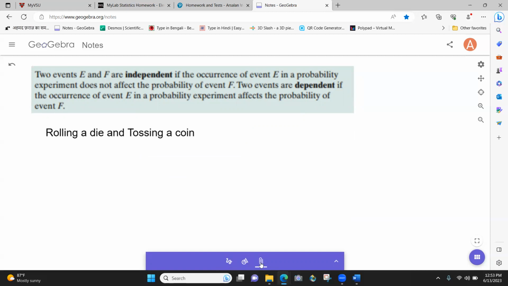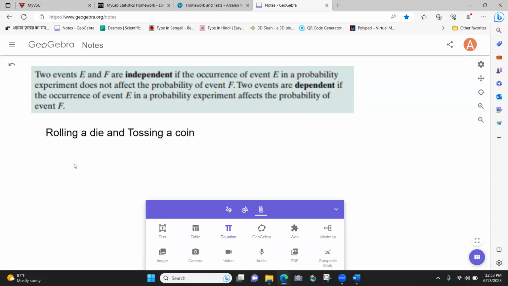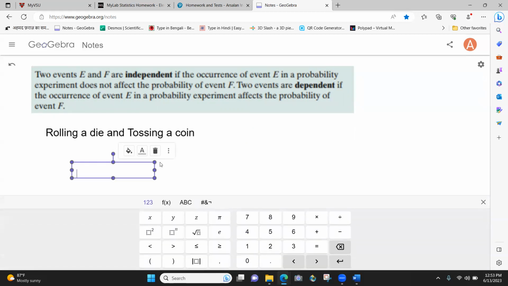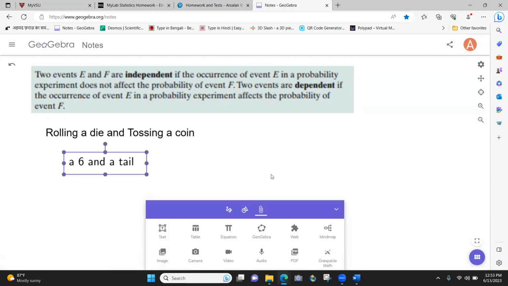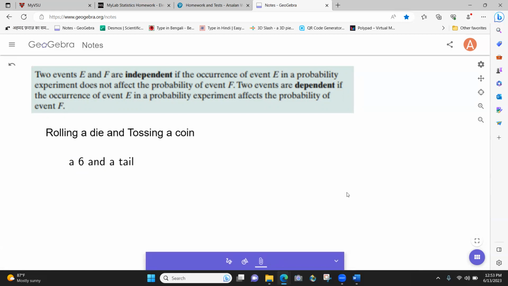So we say a 6 and a tail. These are completely independent events. What you roll on your die has nothing to do with what you get on your coin, and those events are independent. If they're not independent, we say they're dependent.